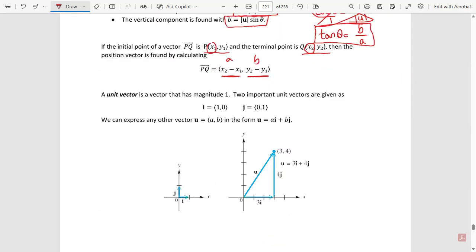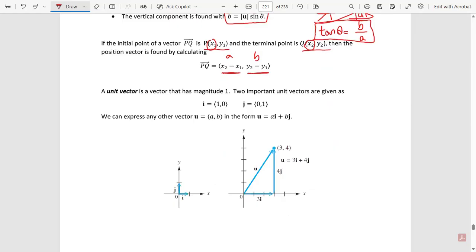Unit vector. A unit vector is a vector whose length or magnitude is 1. We have two important unit vectors, which are called i and j. i is a unit vector whose length is 1 and it's along the x-axis. j is a unit vector, which means a vector with magnitude 1 on the y-axis. So i is always on the x-axis, j is always on the y-axis. i represents the numbers of the horizontal component, j means the numbers of the vertical component.